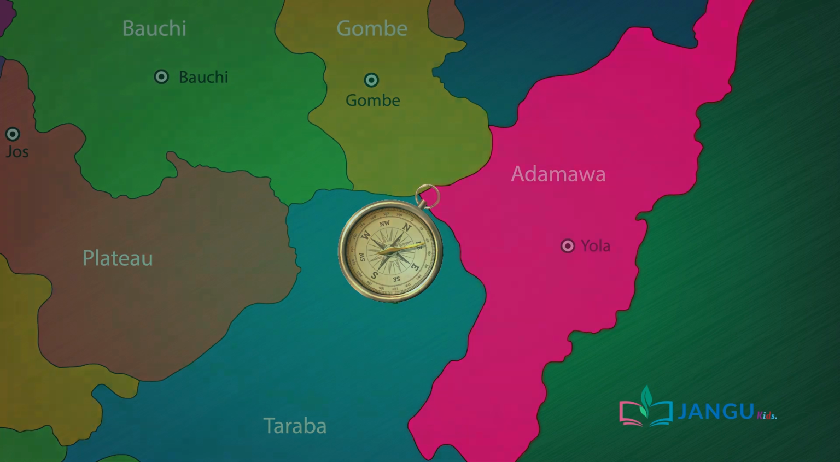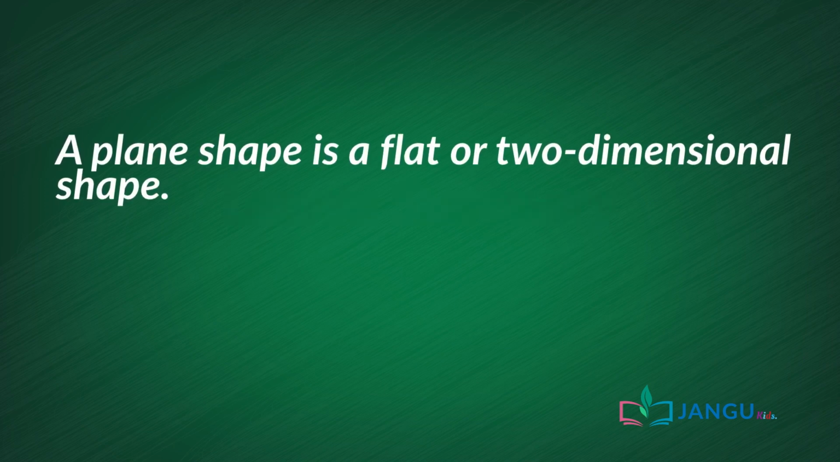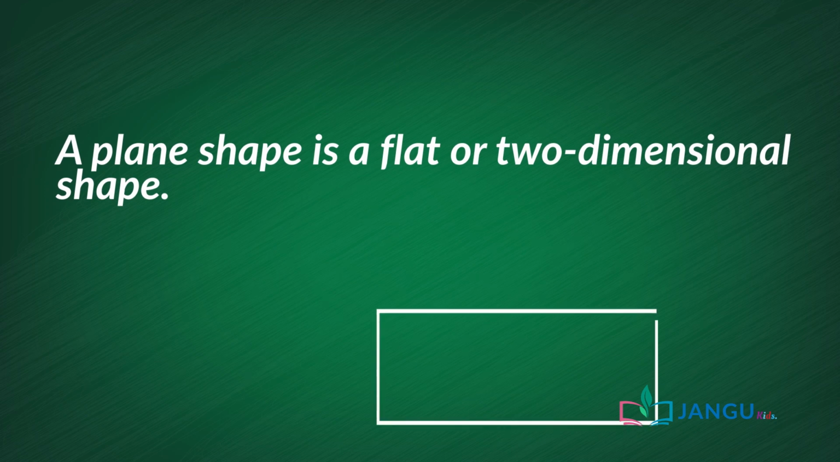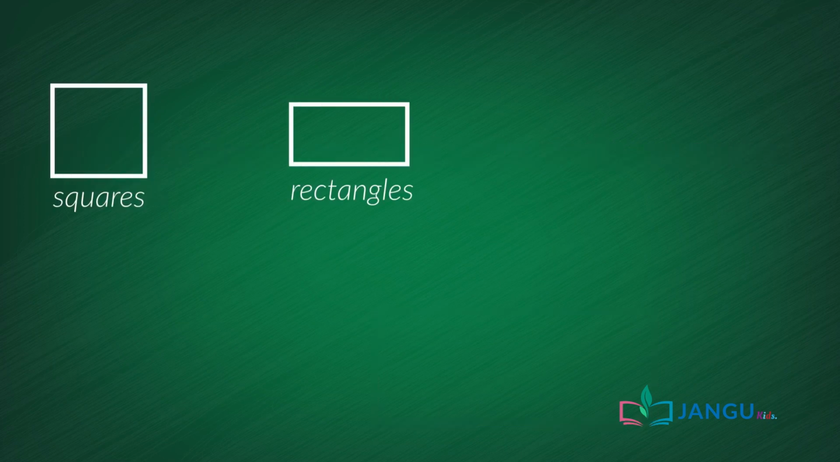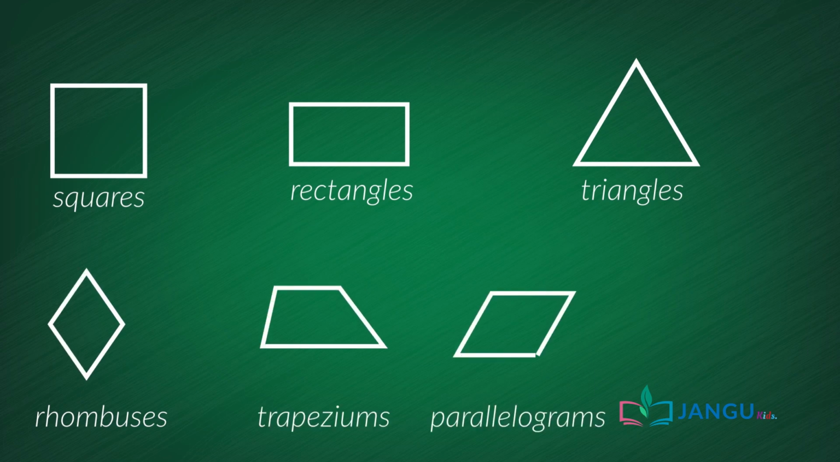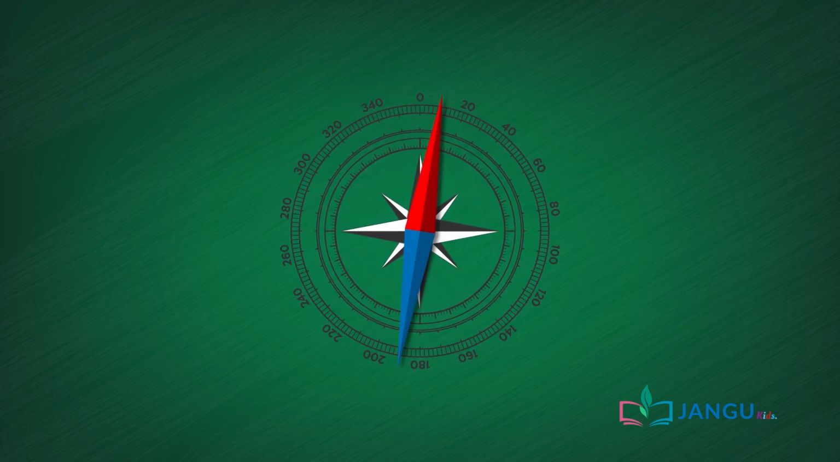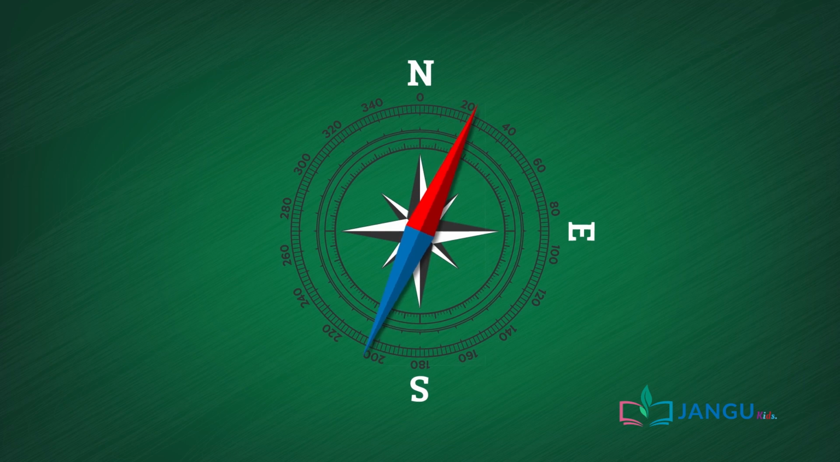And with this, we now come to the end of today's lesson on plane shapes. Let's quickly review what we have learnt about plane shapes. We learnt that a plane shape is a flat or two-dimensional shape. Examples of plane shapes are squares, rectangles, triangles, rhombuses, trapeziums, etc. We also learnt that a line of symmetry is an imaginary line that passes through the center of a shape and divides it into 2 identical halves. And finally, we learned that the 4 main cardinal points are north, east, south, and west.